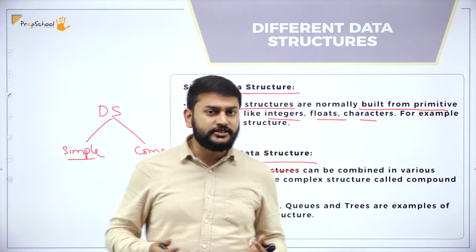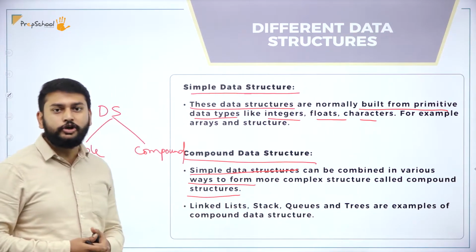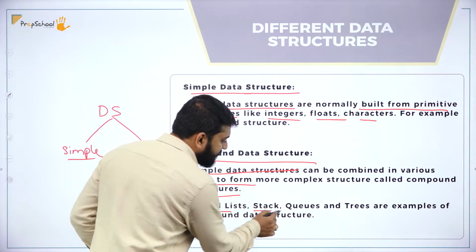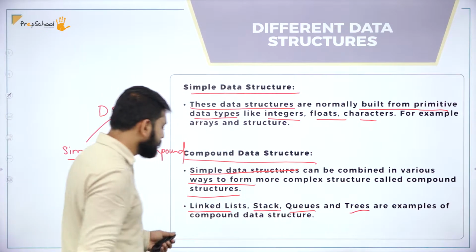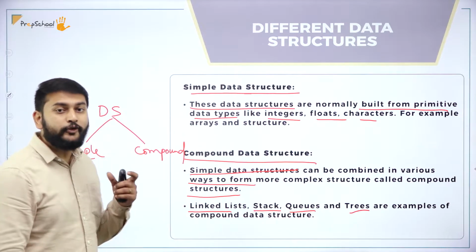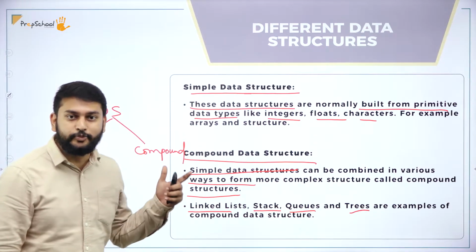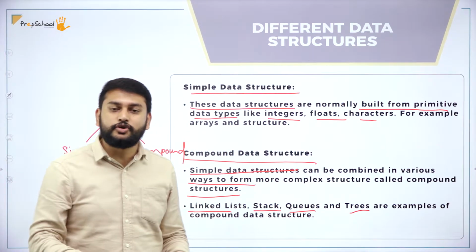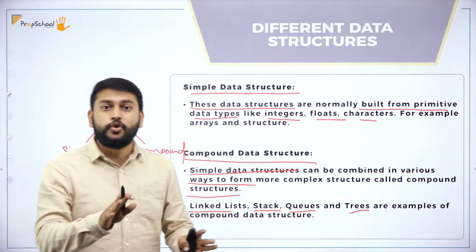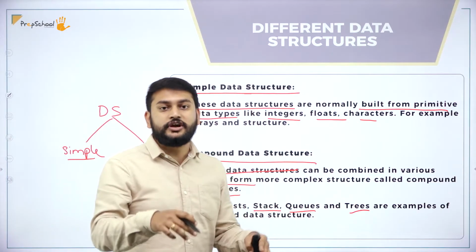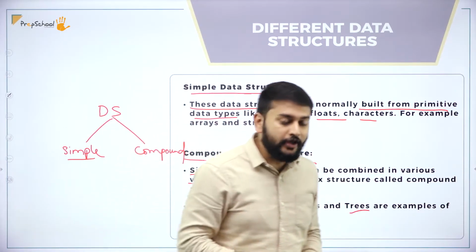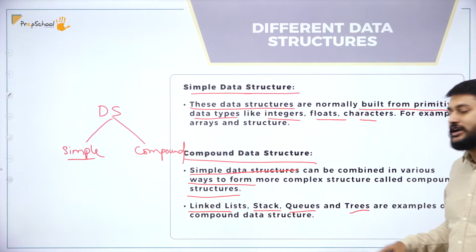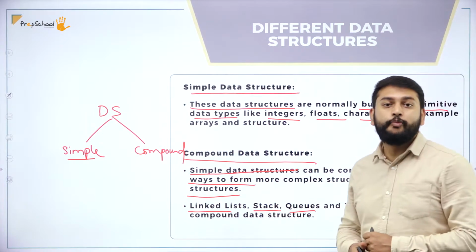So can you tell me, sir, which will come under the complex data structure? So we have linked list, we have stack, queues and trees. These are all examples of compound data structure, right? I am using the simple data structure to form the complex structure. So with the help of this complex structure, I will be able to form the compound data structure. So I have listed some of the data structures under the compound data structure.